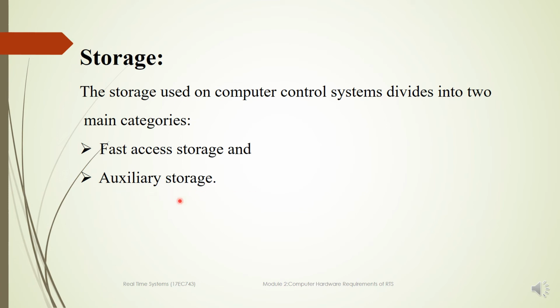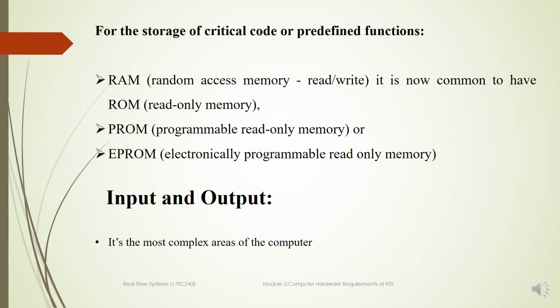So this auxiliary storage is typically a magnetic disk or a magnetic tape. These basically provide bulk storage for data that is required infrequently, at a much lower cost than fast access storage. For storage of critical code or predetermined functions, we use several types of memories like RAM.